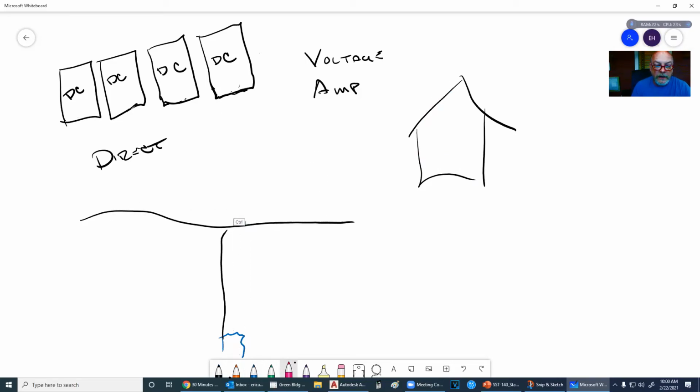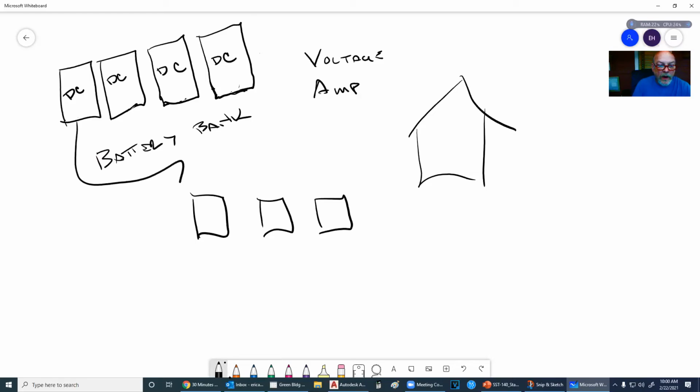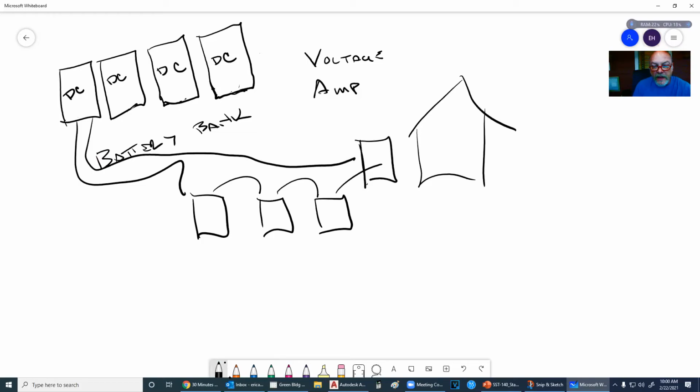The second way is a battery bank. So in a battery bank, we have a whole bunch of batteries set up, and these are wired in much the same way that I explained to you a minute ago. So we can put these in series and have a certain amount of voltage.